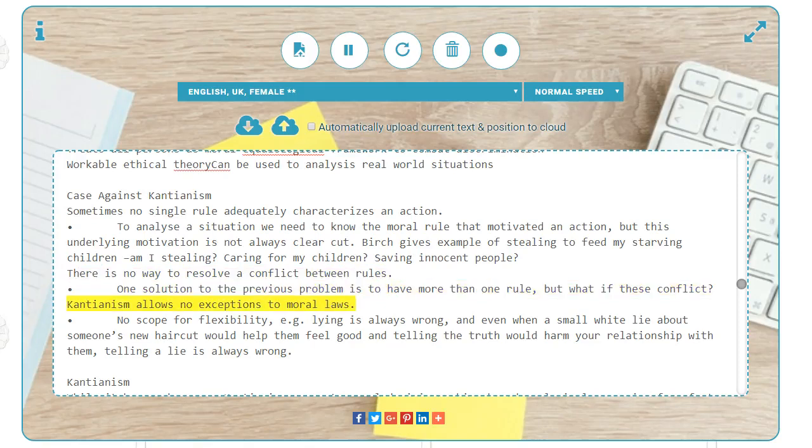Kantianism allows no exceptions to moral laws. There is no scope for flexibility. For example, lying is always wrong, even when a small white lie about someone's new haircut would help them feel good and telling the truth would harm your relationship with them. Telling a lie is always wrong.